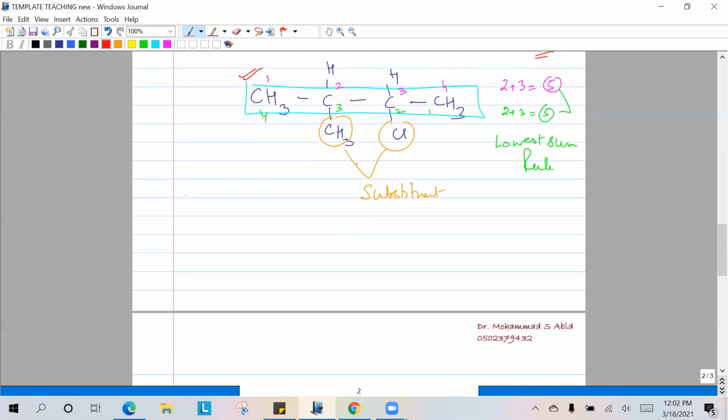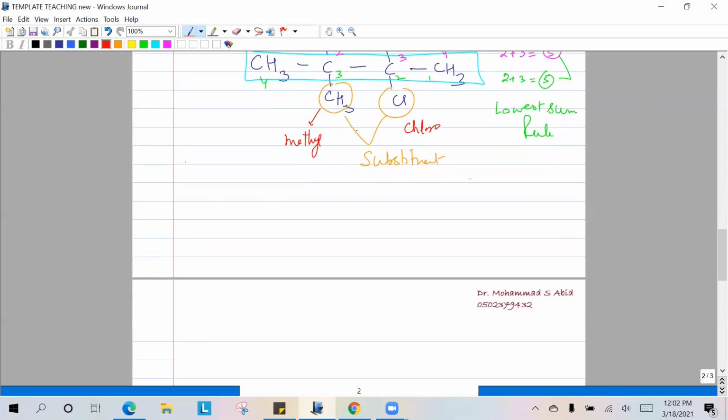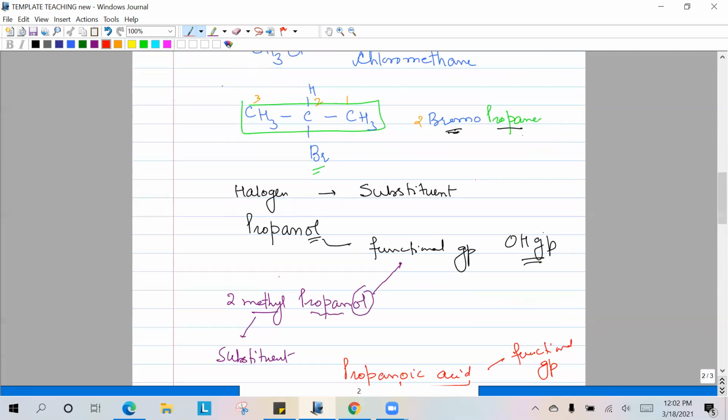Now comes the name of this compound. Here there are two substituents. One is methyl. The other is chloro. Now the problem is how to write it. Should the methyl be written first, or the chloro? So here you will follow the alphabetical order.